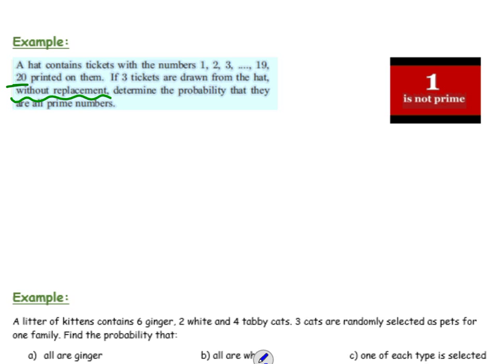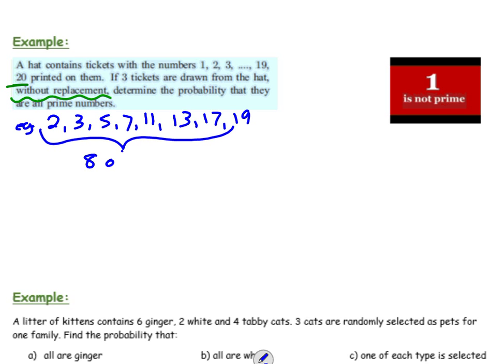So by prime numbers, what do we mean? E.g., numbers 1 to 20, what are the primes? 2, 3, 5, 7, 11, 13, 17, 19. That's what we mean. How many prime numbers are there? There are 8 of them in total. So it was worth working that out first.